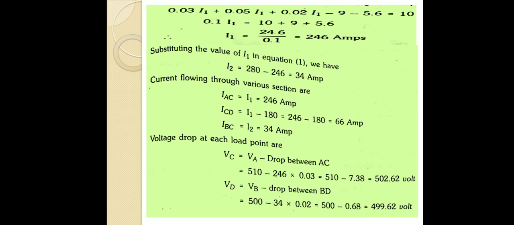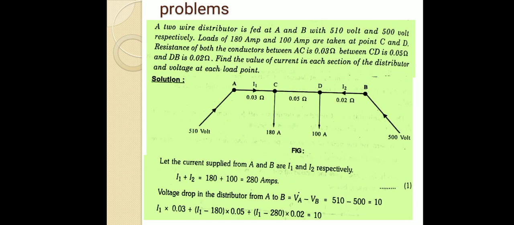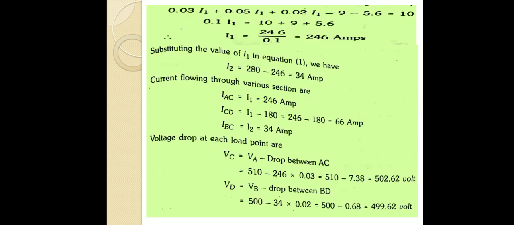By substituting the value of I1 in equation number 1, I1 plus I2 is equal to 280 amps, we get the value of I2: 280 minus 246 gives 34 amperes. Next, the current flowing through the various sections. IAC is equal to I1, which we already got as 246 amps. In the section CD, it is I1 minus 180, that is 246 minus 180, which is 66 amps. And IBD is equal to I2, that is 34 amps.